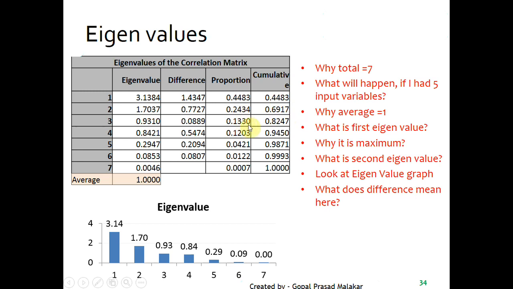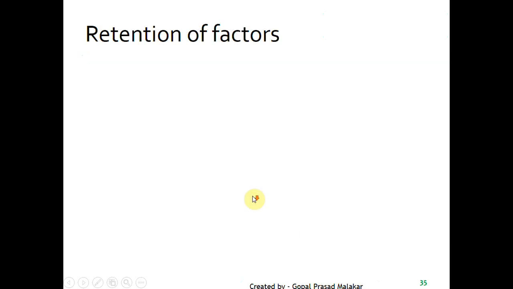Now what is cumulative here? 0.6917 plus 0.1330 gives you this one. So proportion is the share of the total variance that gets explained by the principal component, and cumulative is obviously the total cumulative proportion that is getting explained.